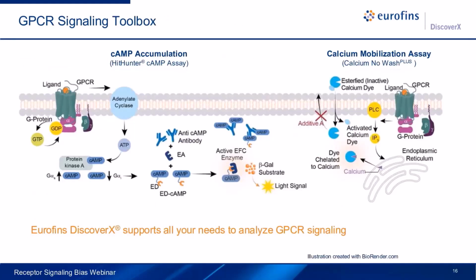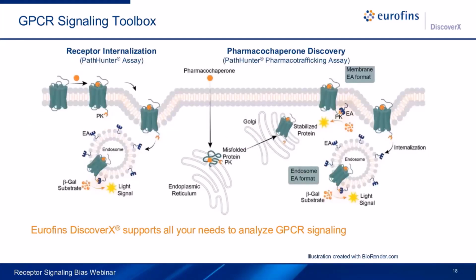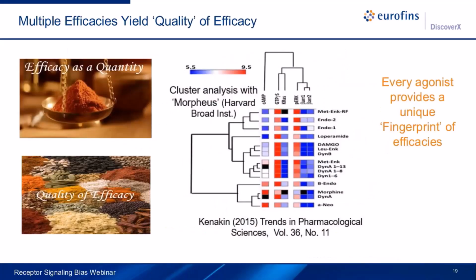Now, here are a few of the great assays that Eurofins has for second messenger, cyclic AMP, HitHunter, calcium, beta-arrestin recruitment, interactions with various G proteins, and then measuring where the receptor goes in the cell and what it does when it goes there. So these are the important tools that we apply to try to capture the bias of our compounds.